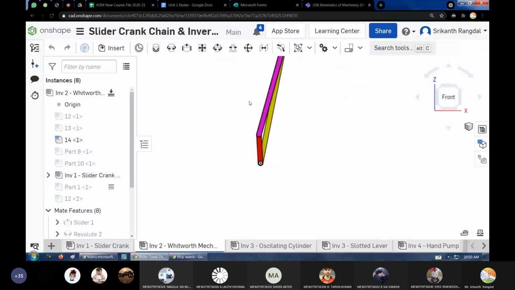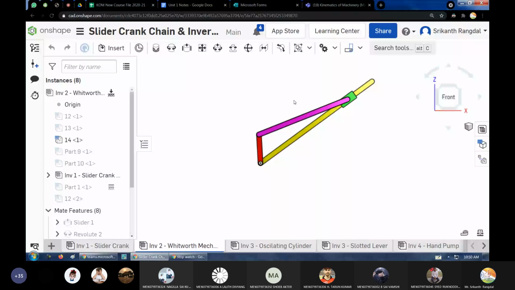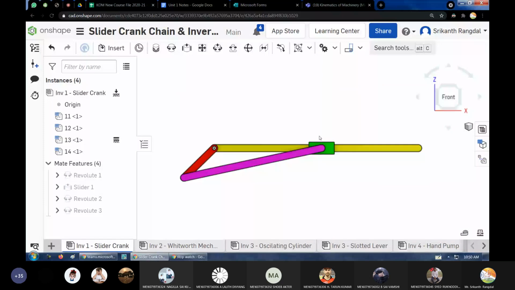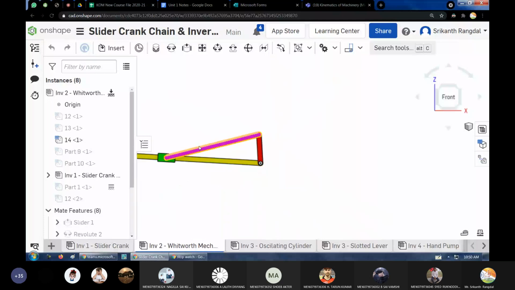Okay, so what you see here is called a Whitworth mechanism. What's happening here is we are taking the same mechanism, the same chain actually. The same chain is taken, and instead of fixing the yellow link, we have fixed the red link. Fine. So this is how the motion takes place when we are fixing it that way. Okay, is this clear?